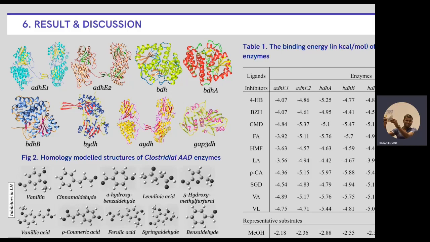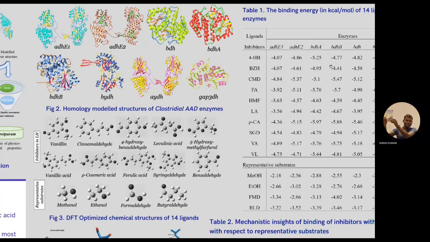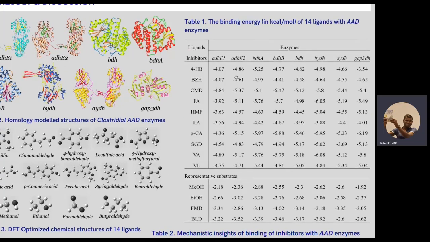The inhibitors that were selected and representative substrates are denoted in figure 3. These structures are DFT optimized chemical structures. Table 1 enlists the binding energy analysis of all 14 ligands with the 8 enzymes. In the table, we can see that rosmarinic acid, cinnamaldehyde, and vanillic acid are the most potent inhibitors that inhibit almost all AAD enzymes.